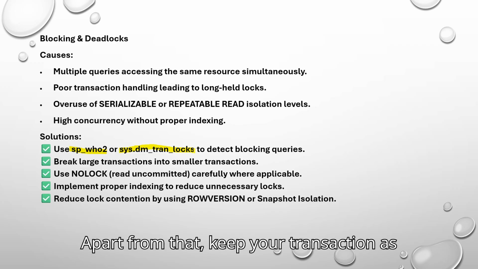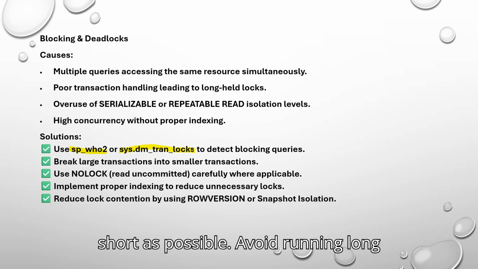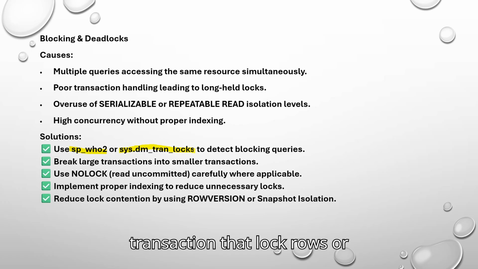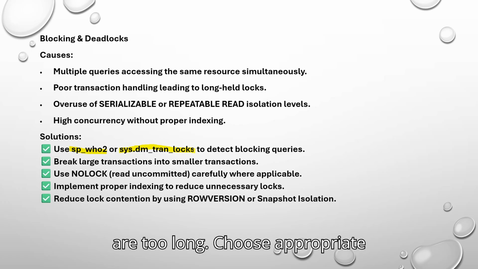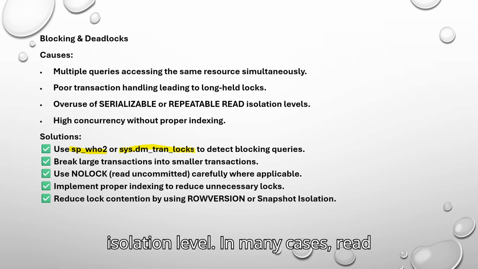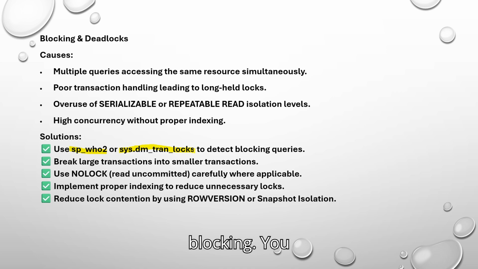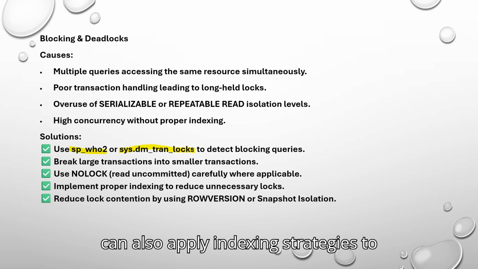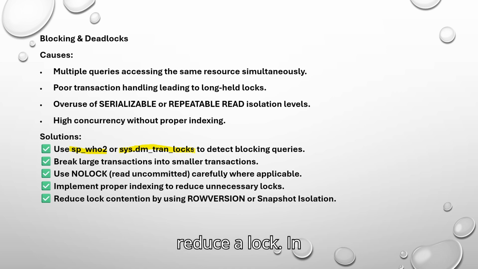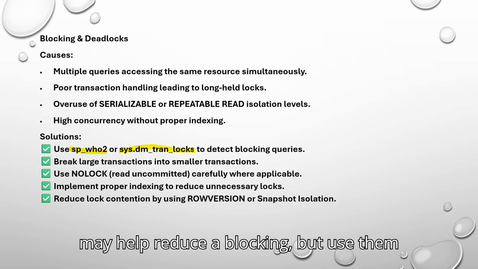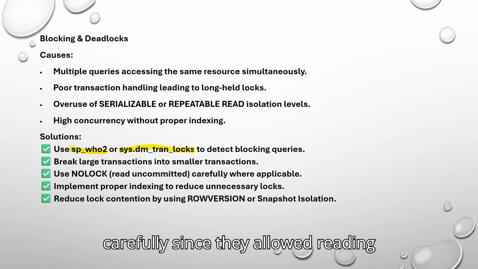Apart from that, keep your transactions as short as possible. Avoid running long transactions that lock rows for too long. Choose an appropriate isolation level. In many cases, read committed snapshot isolation helps reduce blocking. You can also apply indexing strategies to reduce lock contention. In some cases, NOLOCK hints may help reduce blocking, but use them carefully since they allow reading uncommitted data.